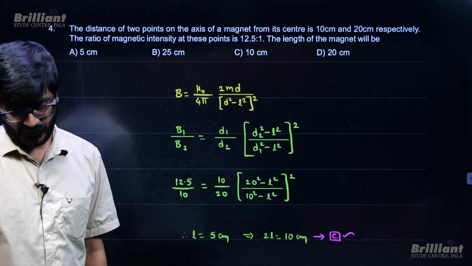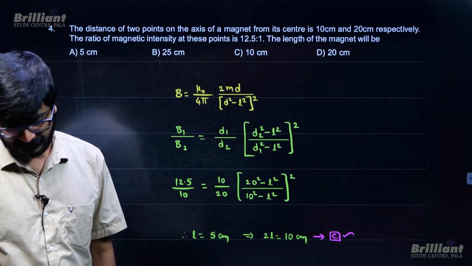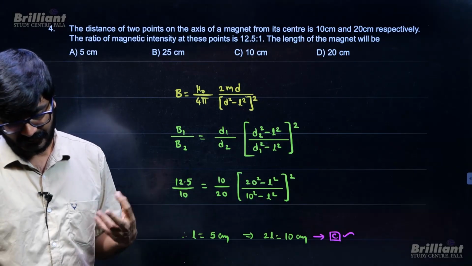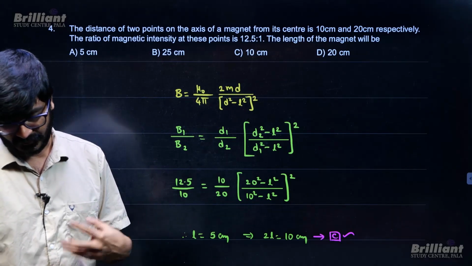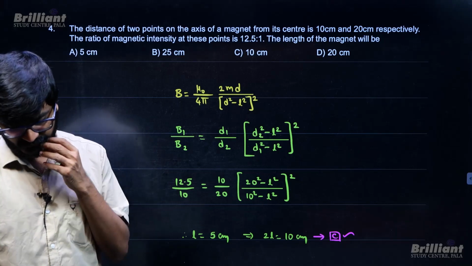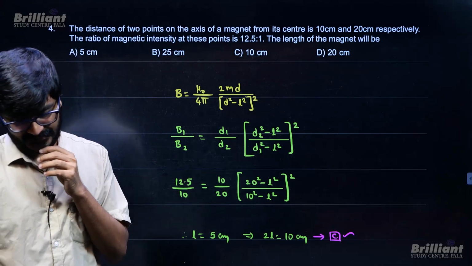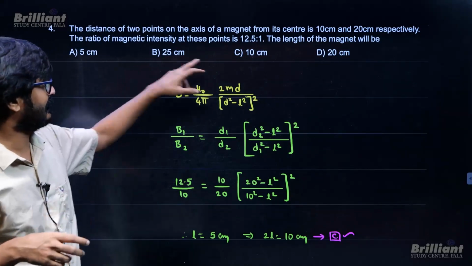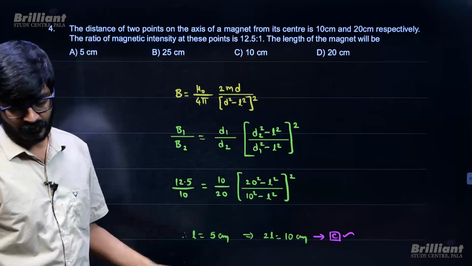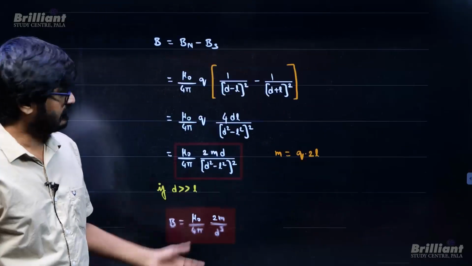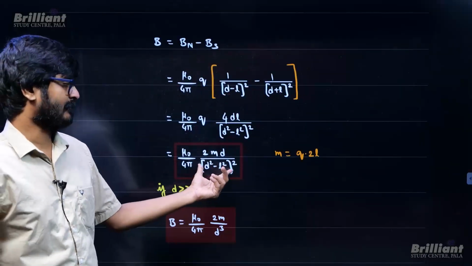The distances of 2 points on the axis of a magnet from its center are 10 cm and 20 cm respectively. The ratio of magnetic intensity at these points is 12.5 to 1. What is the length of the magnet? So if you look at the options, the length of the magnet is comparable to the distance. So we'll be ending up using this formula on the axis for comparable distances.